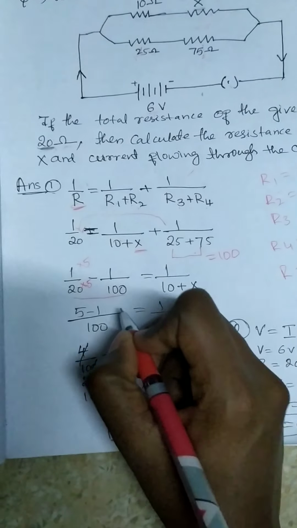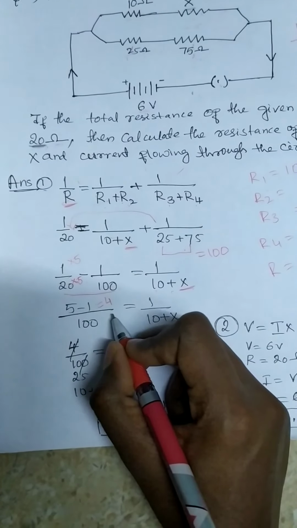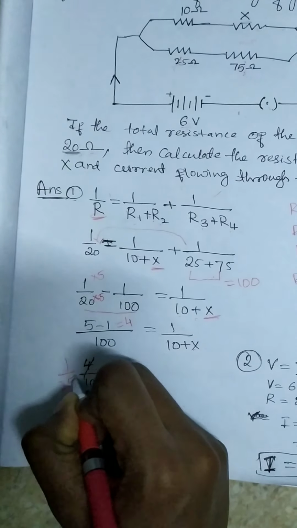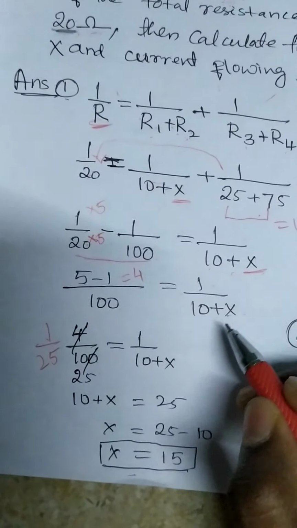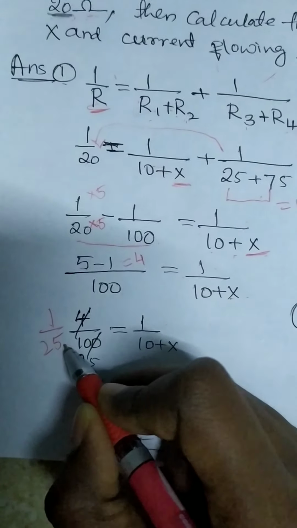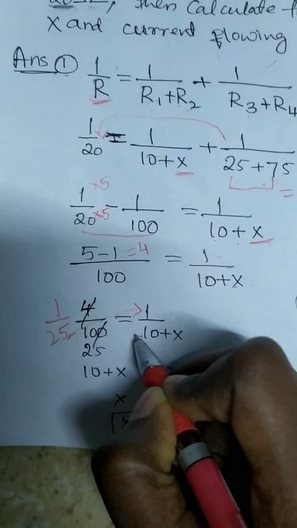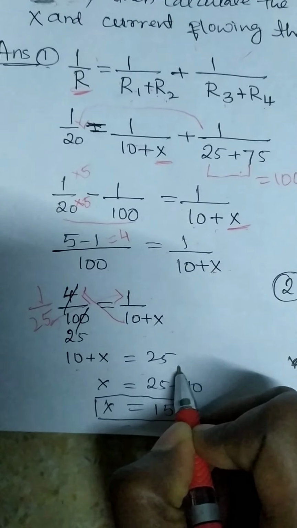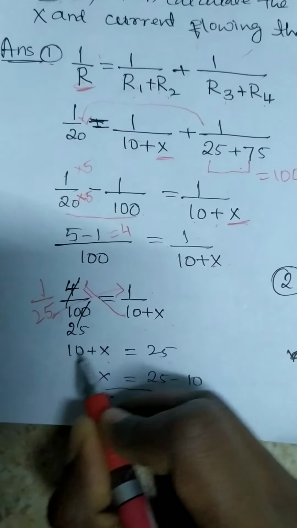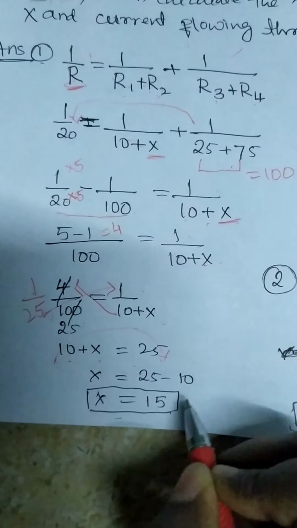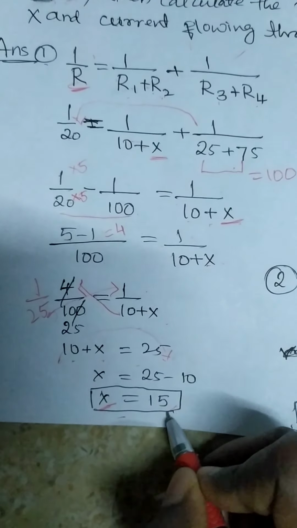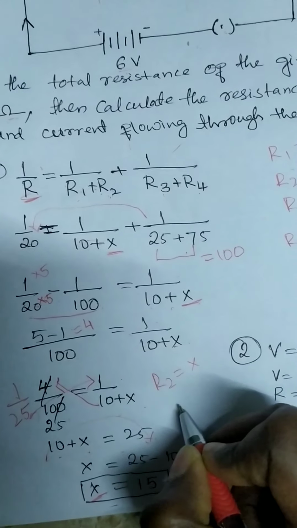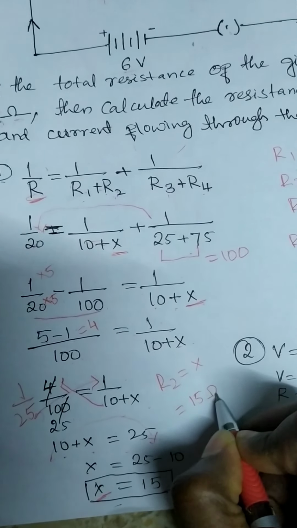5 minus 1 is equal to 4, so 4 by 100. 4 by 100 is nothing but 1 by 25. So 1 by 25 is equal to 1 by (10 plus X). When 25 goes to the other side and 10 goes to the other side, you get 10 plus X equals 25. So X equals 25 minus 10, and the X value is 15. So we finally found that R2, which is equal to X, is 15 ohms.